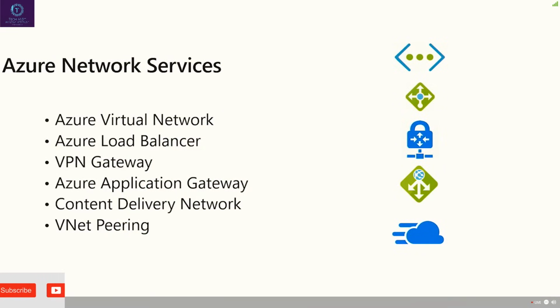We did that when we created our virtual machine, and that virtual network is where everything lives. Everything has to have an IP address for communication. We have load balancers. Load balancers are great because that's where your public IPs are going to go.